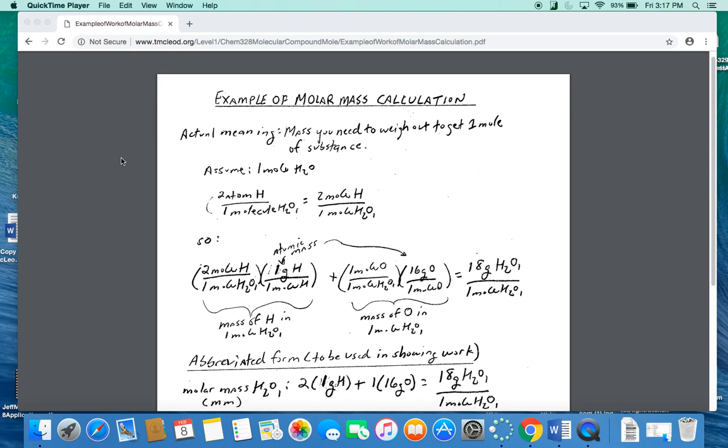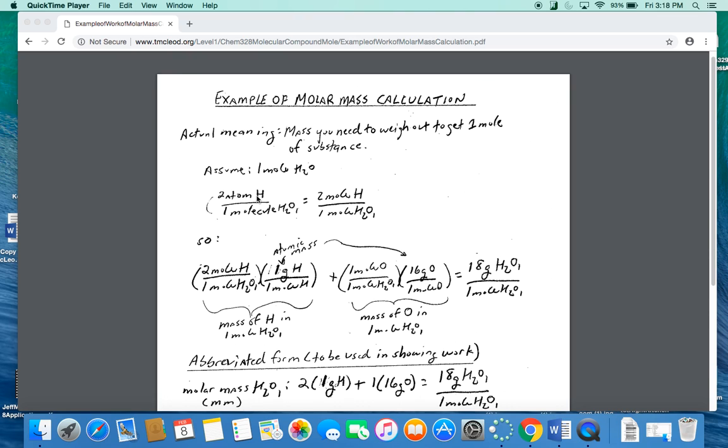The one concept you have to use here is the concept of particle ratios. So for example, if I were trying to find the molar mass of H2O1, what you have to realize is that in 1 molecule of H2O, there are 2 atoms of hydrogen.